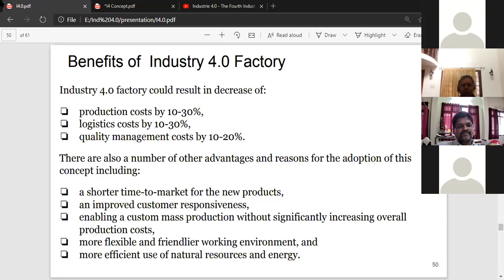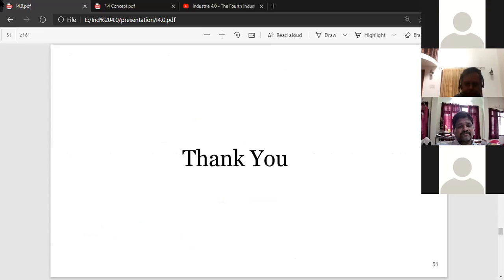So these are some of the benefits coming out of using Industry 4 capabilities and smart factories. I think that's about it from my side. I hope you found it useful, and if you have any queries to ask, I would be quite happy to take those queries.